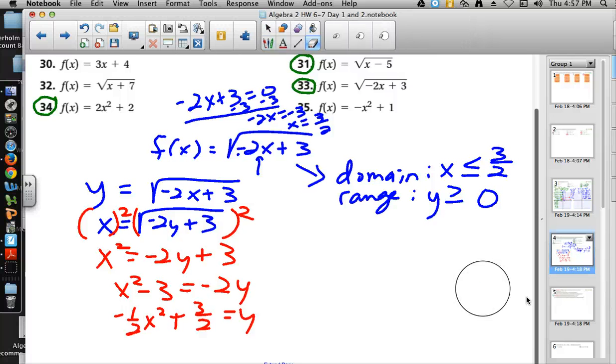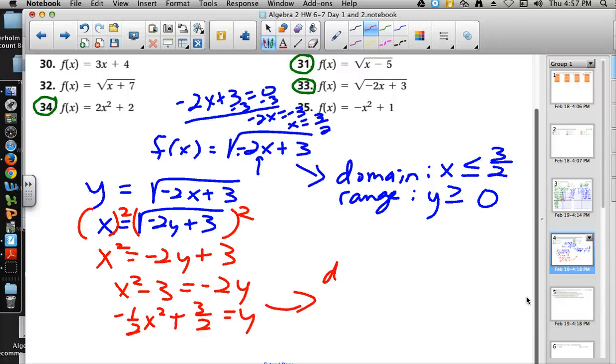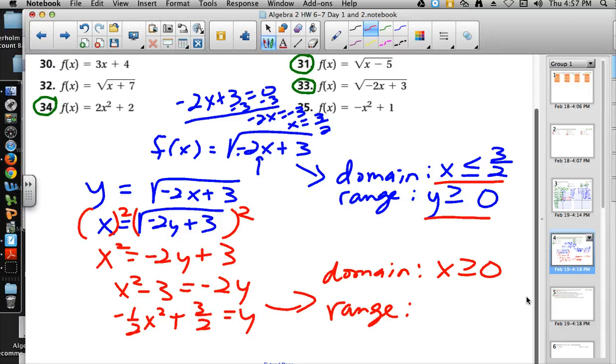Now, like I said, we spent some time on that one, so we don't have to spend quite so much time on the domain and the range for the inverse. For this one, remember, you switch domain and range with the original function. So if this was y is greater than or equal to 0, this one will be x is greater than or equal to 0. And if the domain is x is less than or equal to 3 halves, the range will be y is less than or equal to 3 halves. So, boy, that's a good problem there. That takes a lot of thinking as you go through there.